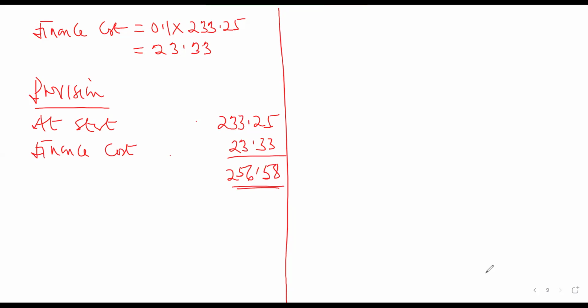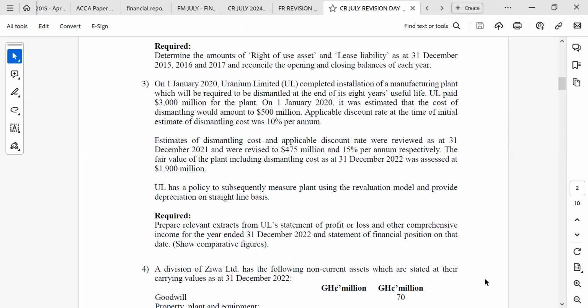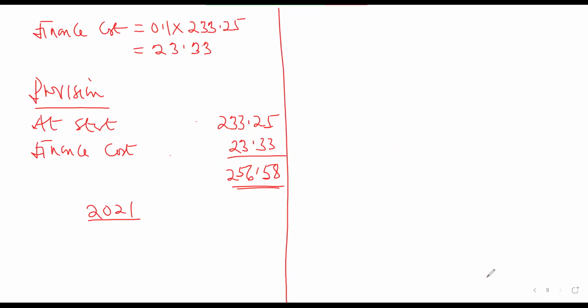When are we doing the reassessments? The estimate of dismantling cost and applicable discount rate were reviewed as at 31 December. So it means that will be the end of the current year. We are now in 2020, so let's count to 2021.